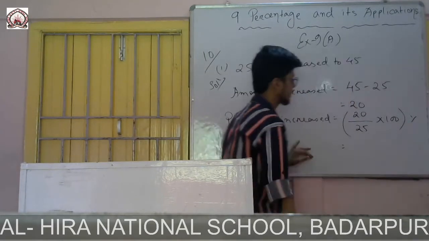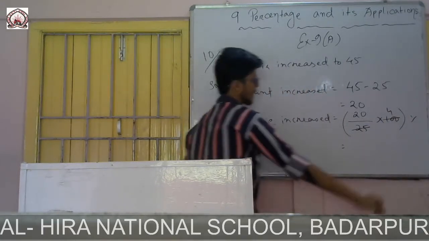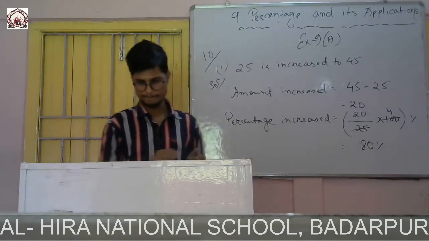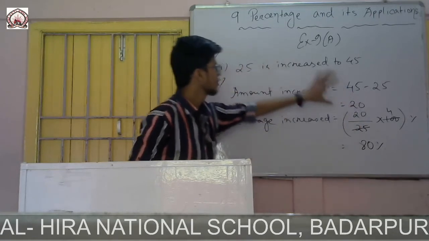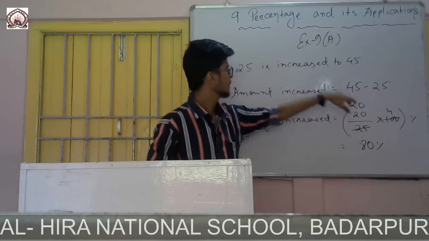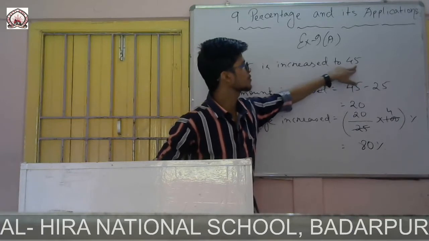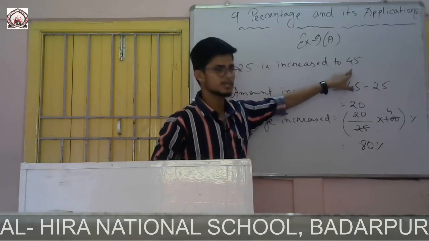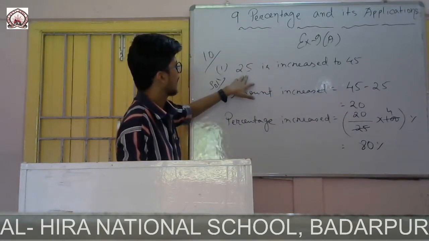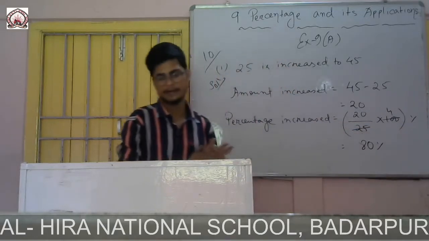Okay, so now I can cancel. 25 4s are 100. 4 into 20, 4 2s are 8. 80%. The answer is 80% increased. So you will simply write this much. Don't get confused. There you put the amount increased, and there the original amount. Original amount, don't put this one, this is the increased amount. Simply write the amount increased and divide it by the original amount, and since I am finding the percentage, multiply it by 100.